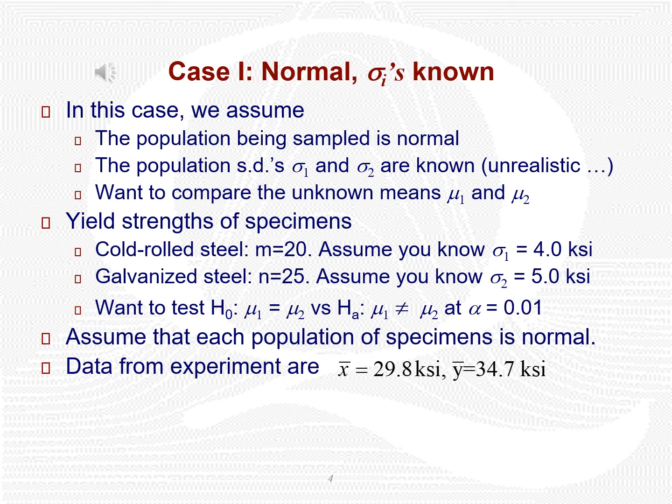We'll start with case 1, where we'll assume that the population being sampled is normal, and the population standard deviations, sigma 1 and sigma 2, are known, and that we want to compare unknown population means mu 1 and mu 2.